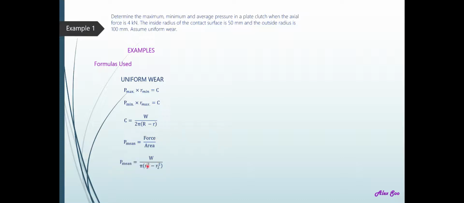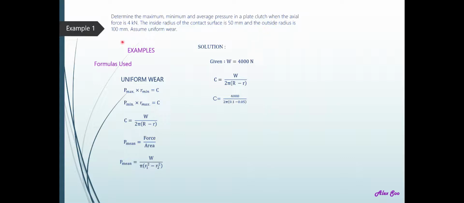Then that is the P mean, that gives you the area. R1 is the maximum radius, R2 is the minimum radius. Now the solution. Given data: W is 4000 Newton. Apply this formula here: C equals W over 2 pi times R max, that is R1, minus R minimum, that is R2. So substitute 4000 Newton, and 2 pi with the maximum radius.